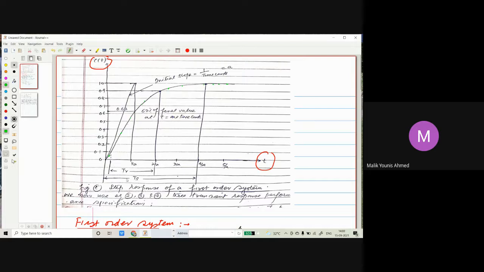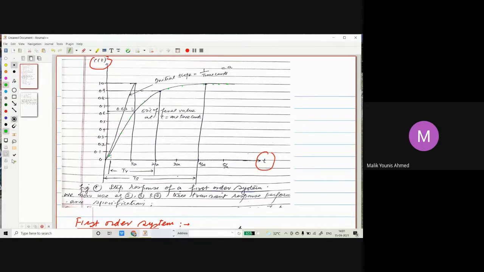Then we have a settling time. Settling time will be within 2% of the steady state value. This is the transient value initially, and this is the steady state value. The response will settle down within 2% of the final value. Now, the initial slope of this is 1 by time constant, that is A.